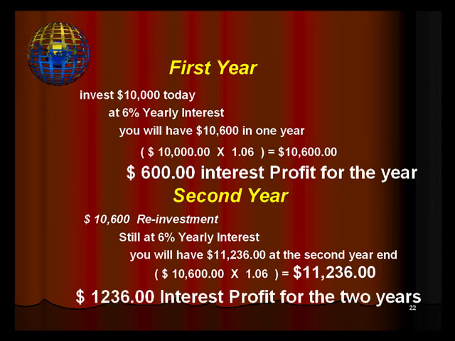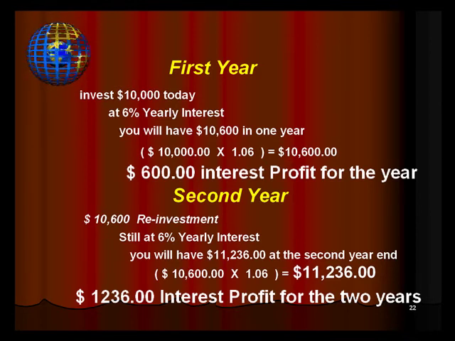Now let's say that rather than withdraw the $600 profit gained from interest, you keep it there for another year. If you continue to earn the same rate at 6%, your investment will grow to $11,236 by the end of the second year. Once again, let's take a look at that simple math involved here. $10,600 times 1.06 equals $11,236. You now have made a 2-year compound interest profit of $1,236 on your original investment of $10,000.